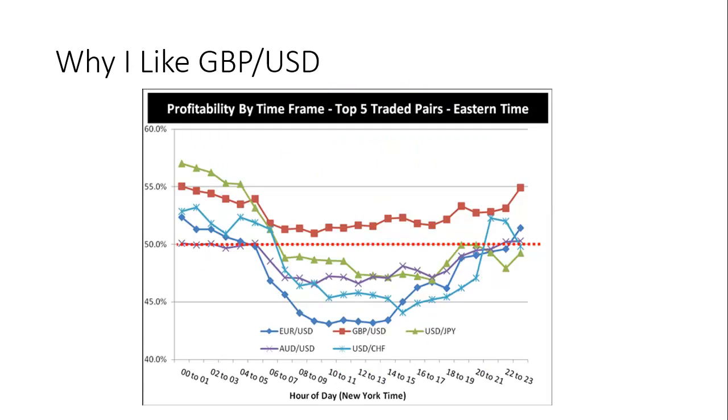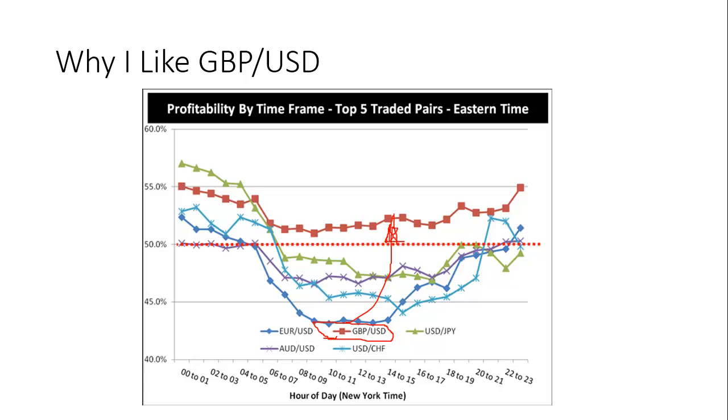I wanted to show you the profitability by time frame of the top 5 traded pairs. Now, this is US time, Eastern Standard Time, New York time, basically. And you can see that the profitability, according to time frame, even when it's early morning, but basically whatever time it is in New York, sterling dollar tends to be the most profitable. More than 50% of profitable trades.